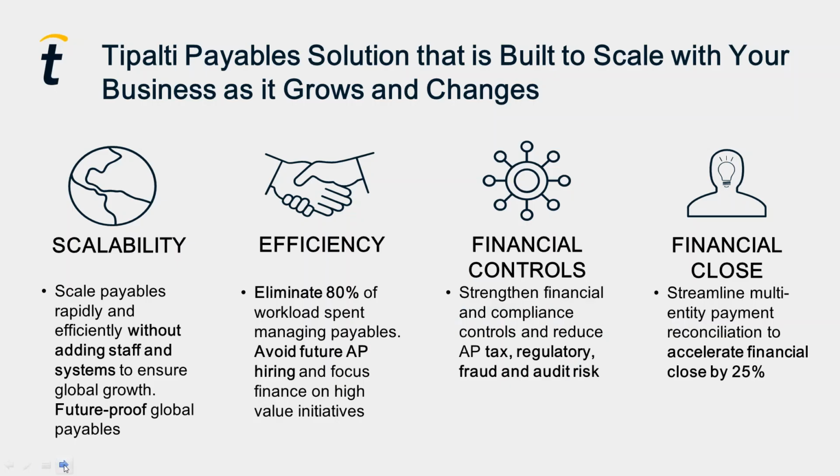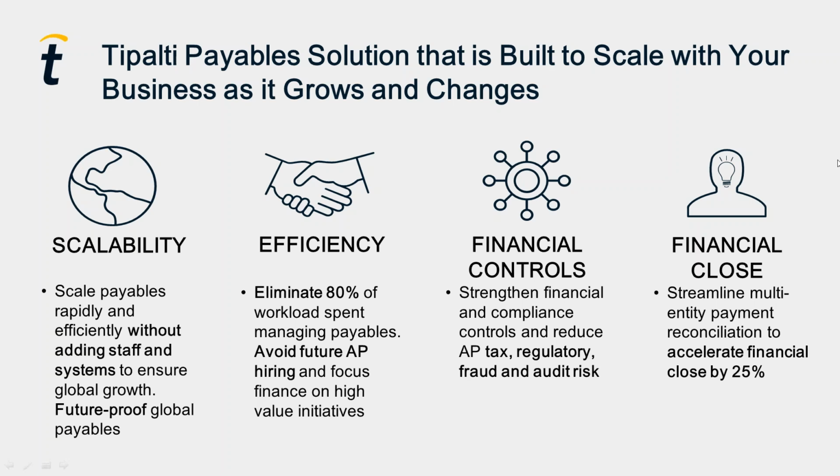Great. So I will also highlight some of our key differentiators. The first differentiator is scalability. Scalability is essentially doing more with less. If you look at traditional growth, it's generally riddled with problems such as adding resources, systems, processes, etc. Instead, it's much more productive to scale without all the increasing costs that come along with adding resources, systems, and processes. And with Tipalti, companies can scale payables rapidly and efficiently without adding staff and systems to ensure global growth.